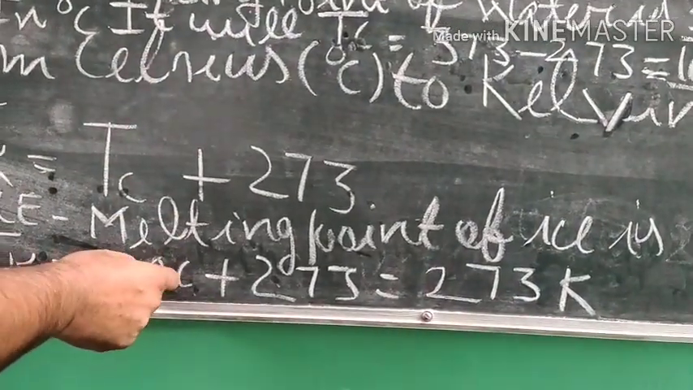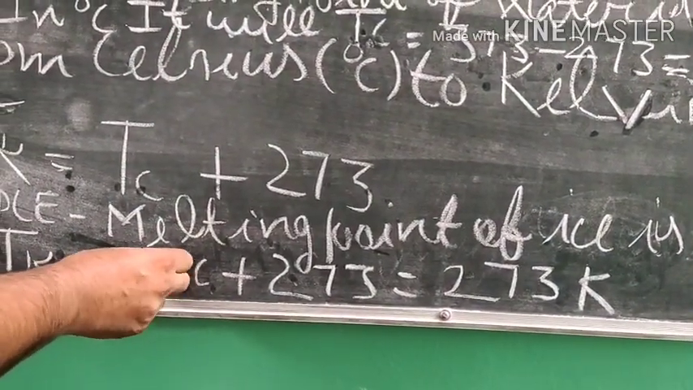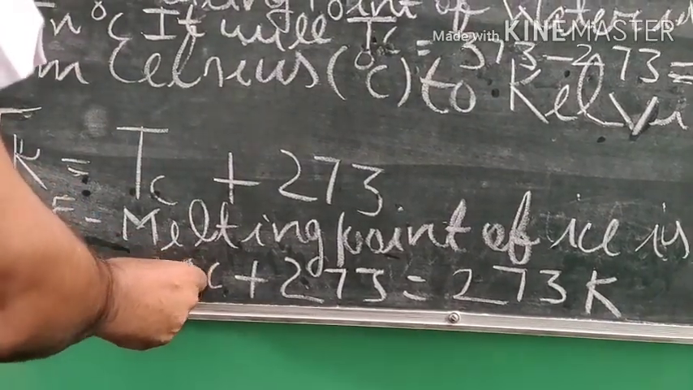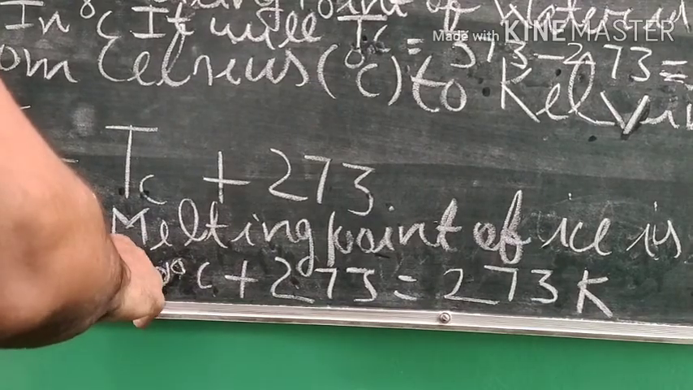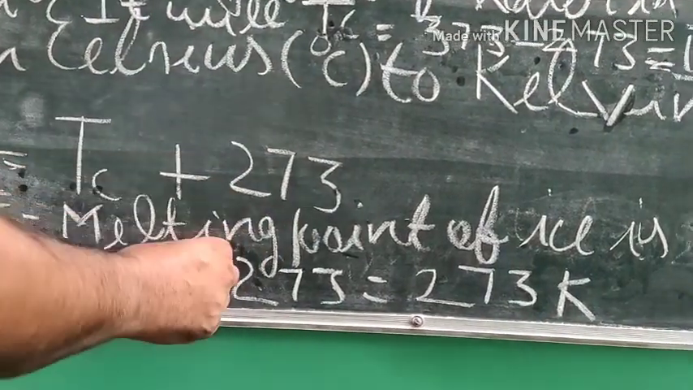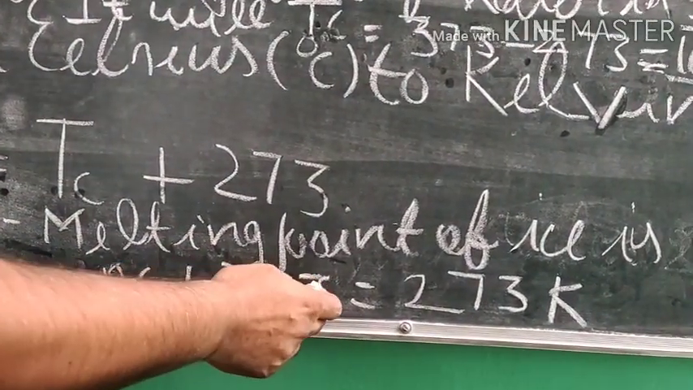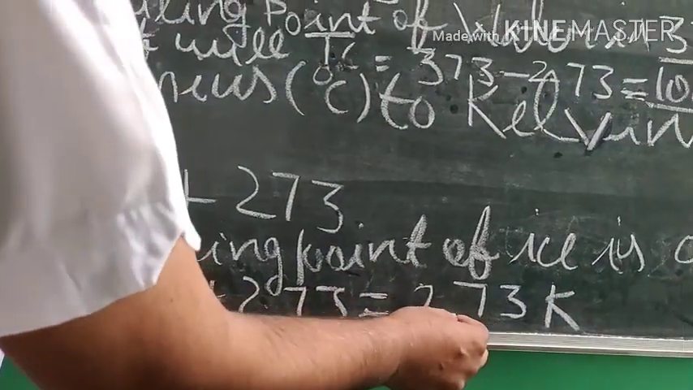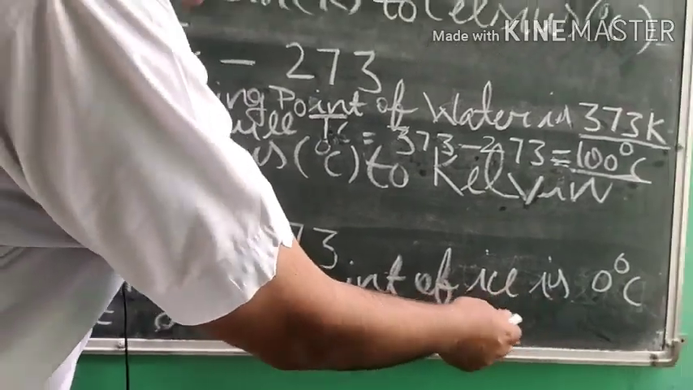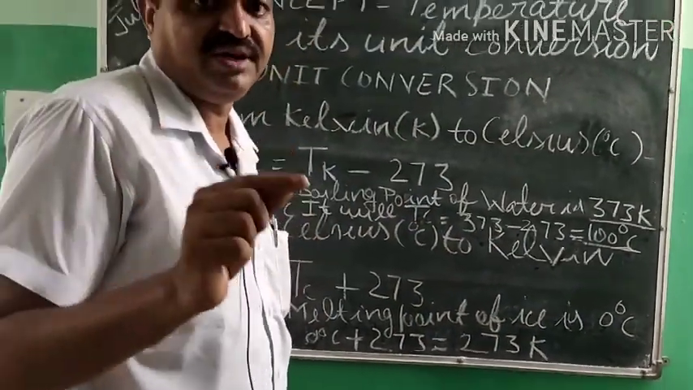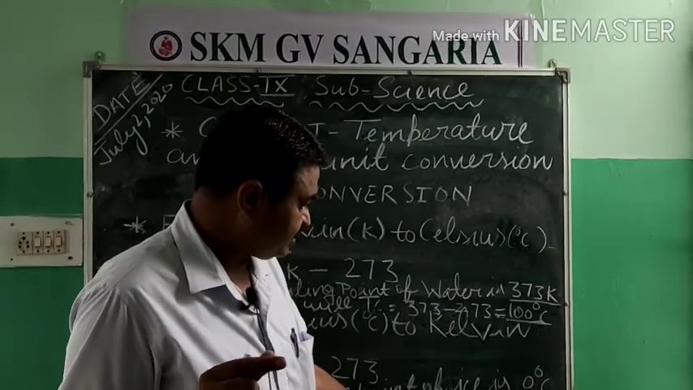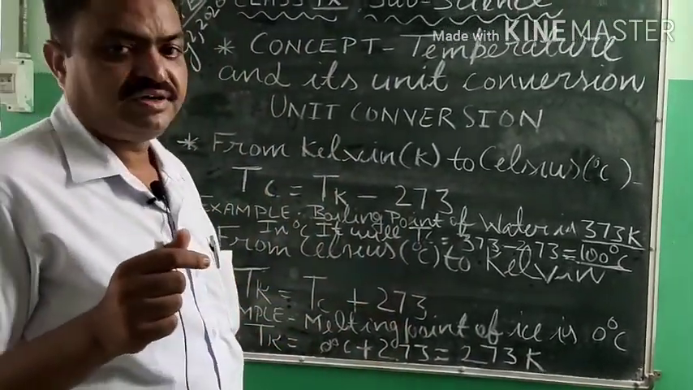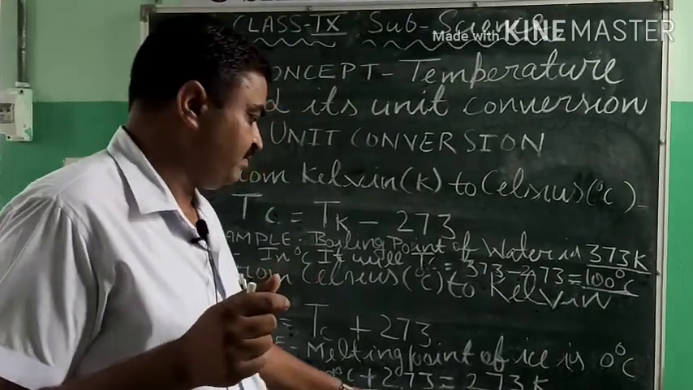Now this 0 degrees Celsius is the melting point, and if we convert it into Kelvin we add 273 to it, and the answer that we get is 273 Kelvin. So at 273 Kelvin, ice is converted into water.